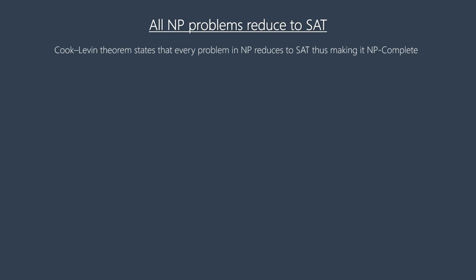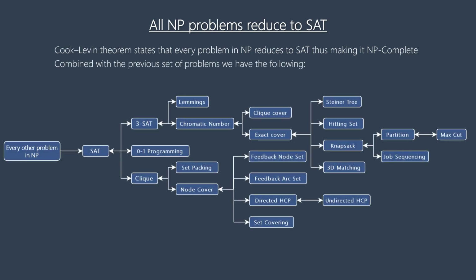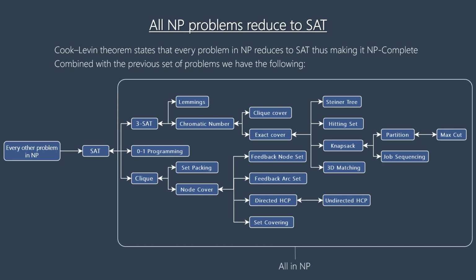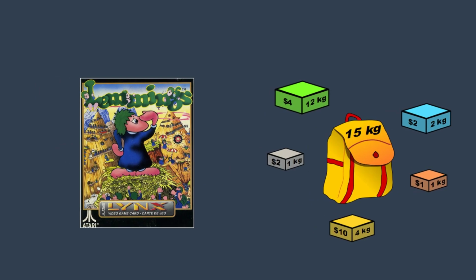Also, since we now know that all NP problems reduce to SAT, that means that all 21 problems and Lemmings that we saw in the tree previously not only have a polynomial time reduction from SAT, but to SAT as well. This immediately means that all these problems in the tree that we looked at are now NP-Complete, since they were already confirmed to be a member of NP, and now since we know that they reduce to and from the SAT problem, then every problem in NP reduces to these problems. Therefore, all of the problems are a member of NP-Hard and NP, thus making them NP-Complete. So finally, we have a direct relation between Lemmings and the knapsack problem.